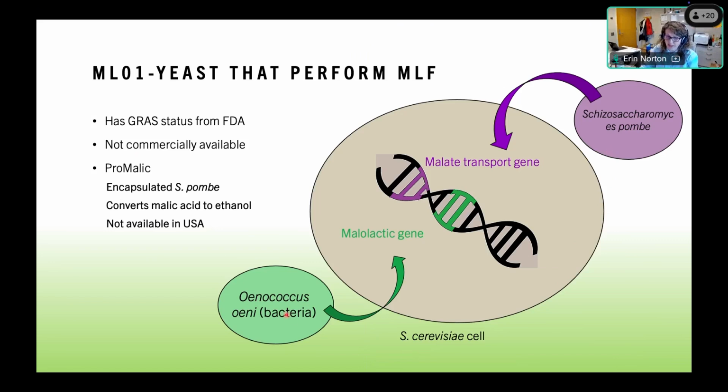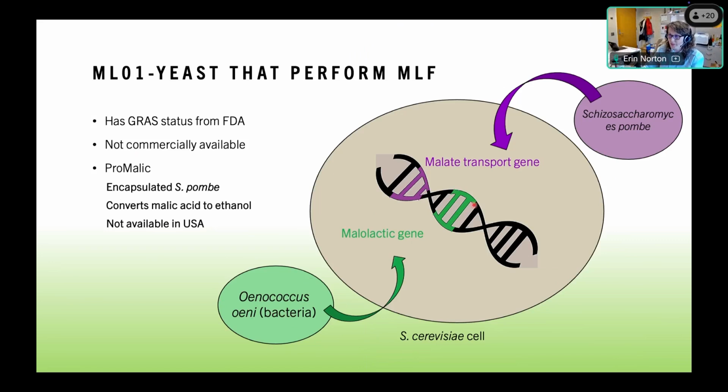So what they did was they took from Oenococcus oeni the gene for the enzyme to convert malic into lactic. So there's one gene or there's one enzyme that does that. So they took that gene, stuck it in here.